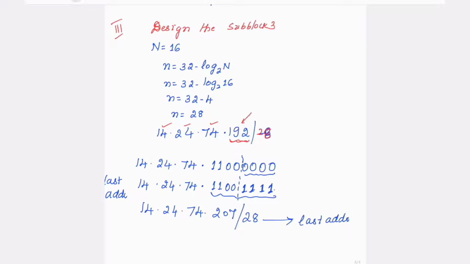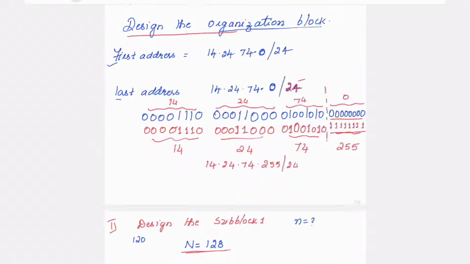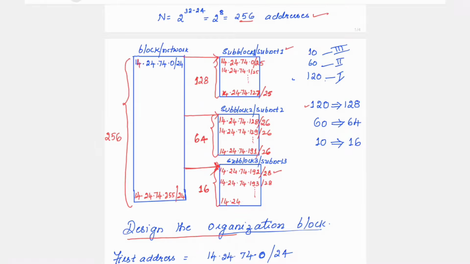Hope you got to know. You are always taking the first address from the subnet, following this procedure. What procedure? Keep 28 bits as it is, and only the last 4 bits you have to write all ones, so that you will get the last address. So now the same thing I'll write here. 14.24.74.207/28 is the last address. Hope you got to know now how to design the subblocks.